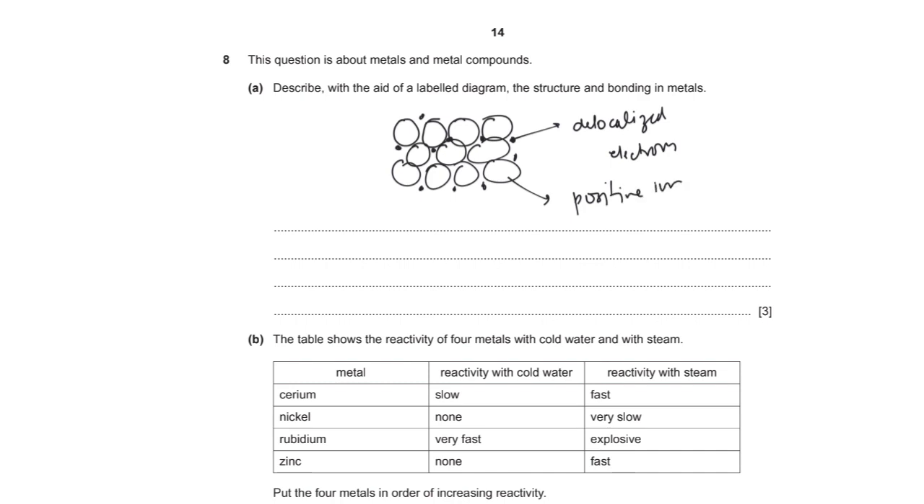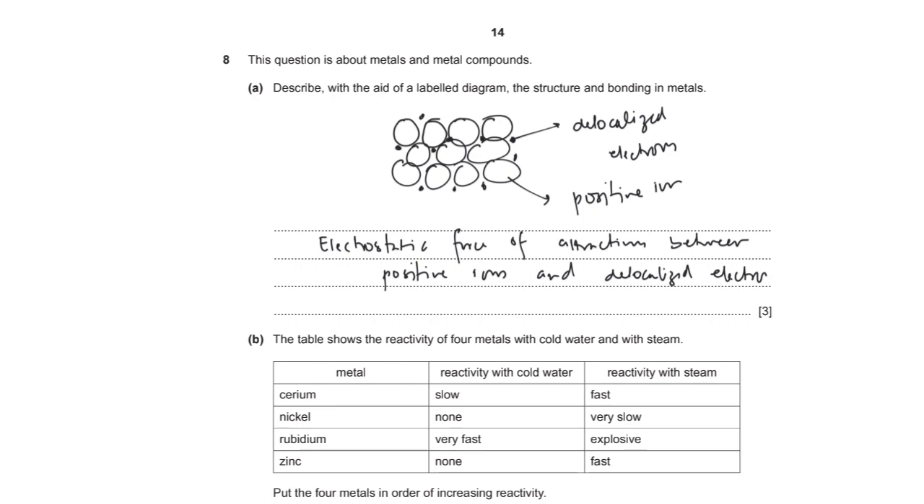How would you define a metallic bond? A metallic bond is the electrostatic force of attraction between positive ions and delocalized electrons.